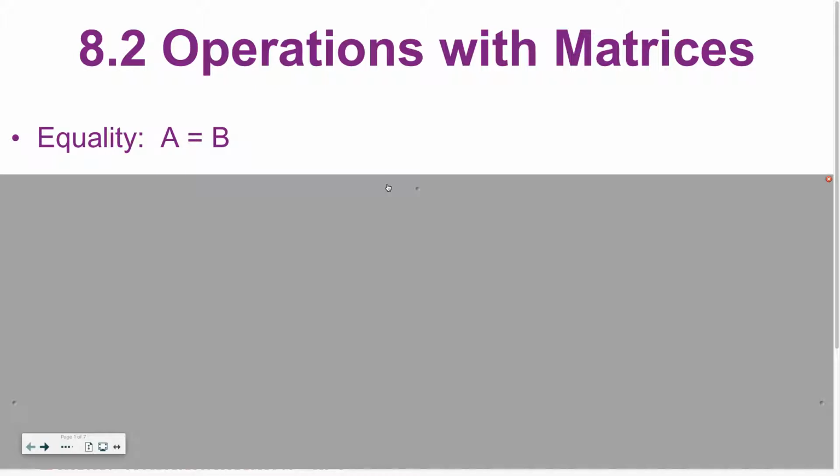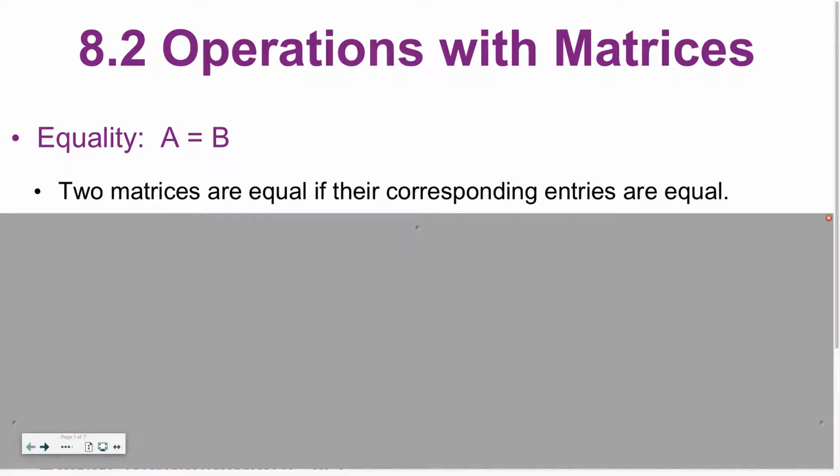That really only happens when we have an augmented matrix, okay? So these are just normal matrices. They don't represent a system of equations, okay? They're just an array of numbers, okay? So first of all, if we have matrices that are equal, then that means their corresponding entries are equal.